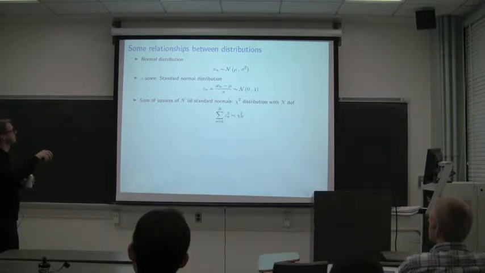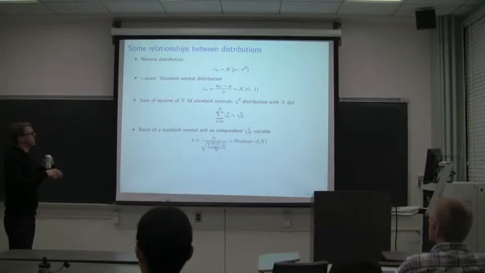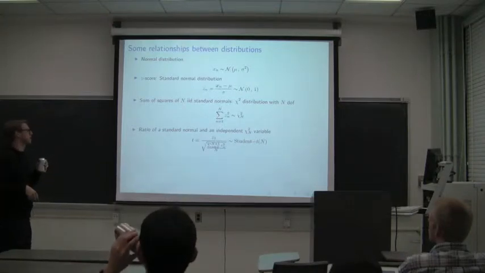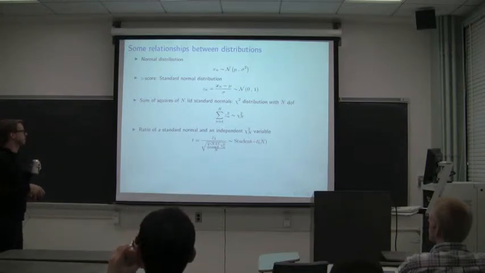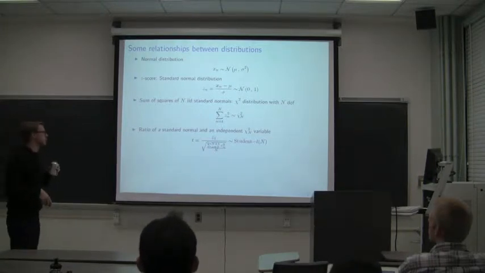For example, if we take the sum of squares of standard normals, we get something that is a chi-squared with n degrees of freedom. This is what we used before. If you have the ratio of a standard normal and an independent chi-squared with n degrees of freedom, divided by n, the number of degrees of freedom, then we have a student t with n degrees of freedom.